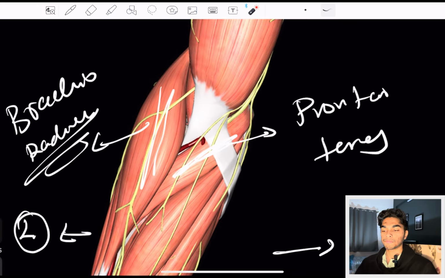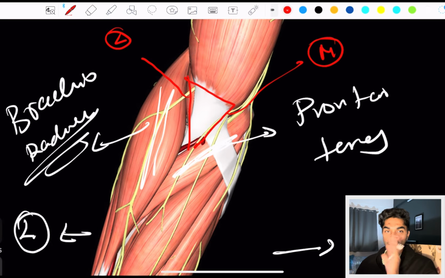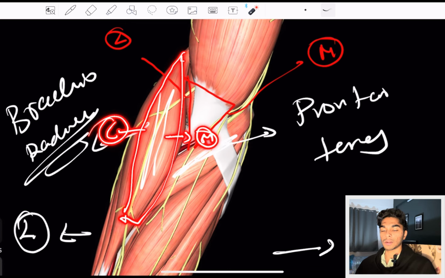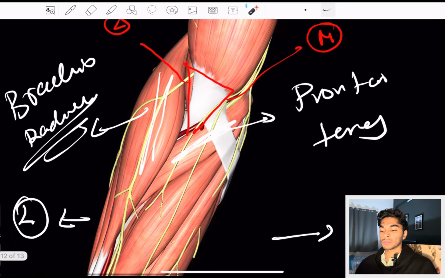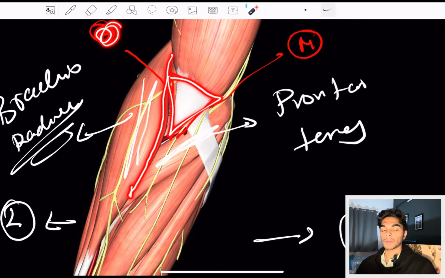Didn't understand? Okay. Let's say I'm drawing your cubital fossa. This is your lateral part of cubital fossa, medial part of cubital fossa. Now, this is brachioradialis muscle. For this muscle, this is going to be medial. This is going to be lateral. Understanding? No. If not, watch again. So this medial part of your brachioradialis is forming a lateral part of the cubital fossa.